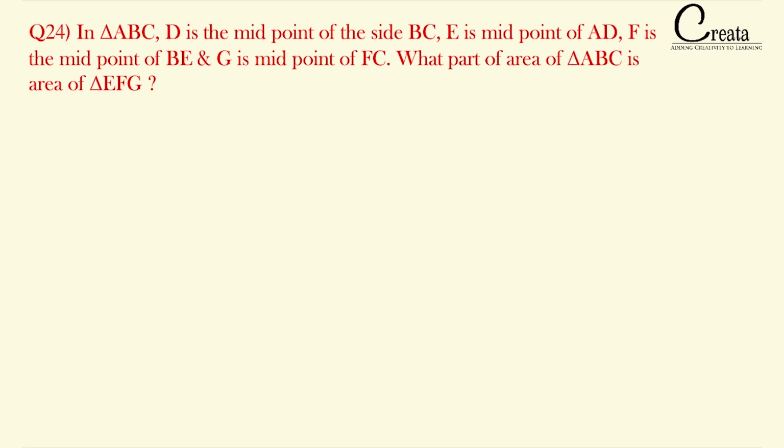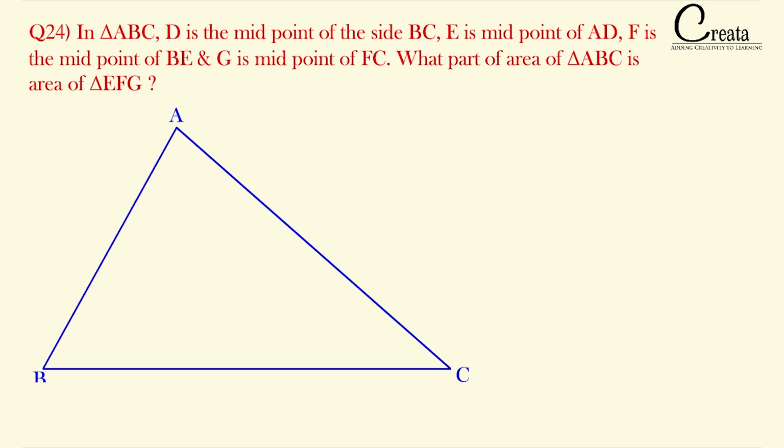Our first step, we will observe the question. In this question, a triangle ABC is given. So let's draw a triangle ABC. D is given as the midpoint of BC. Further, it is given as E is the midpoint of AD. So let's draw the line segment AD. Okay, this is the line segment AD, and E is the midpoint of AD.